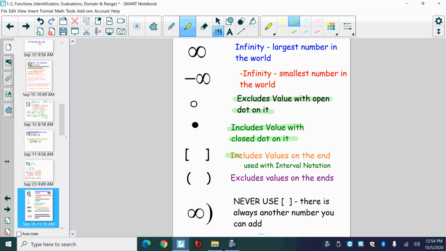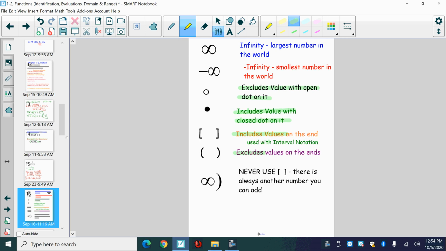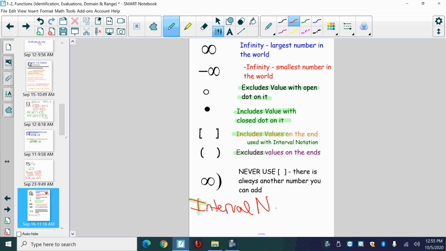Brackets include, parentheses exclude. And you never use a bracket with a lovely little infinity symbol. What I'm talking about right here is going to be interval notation.